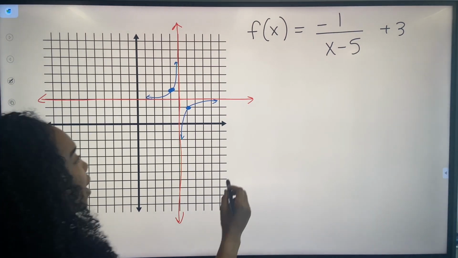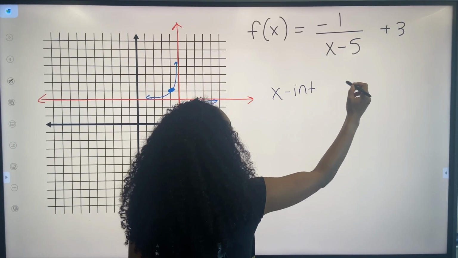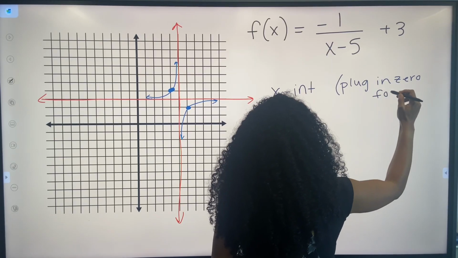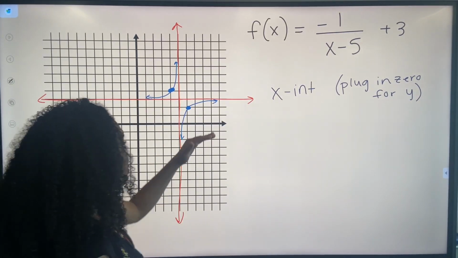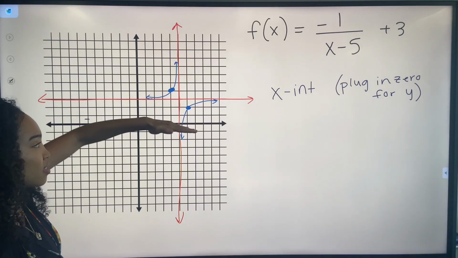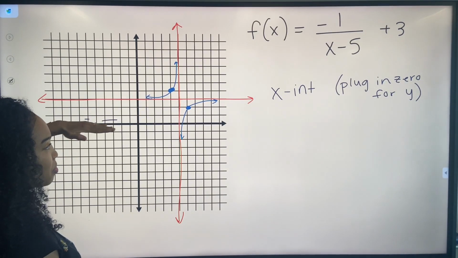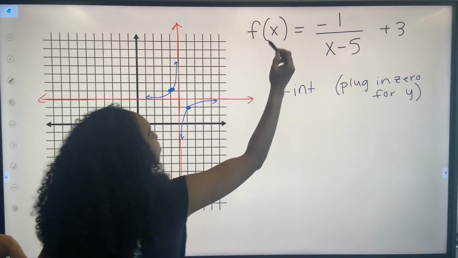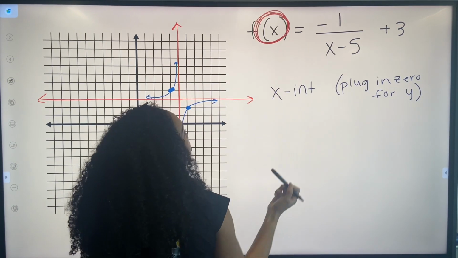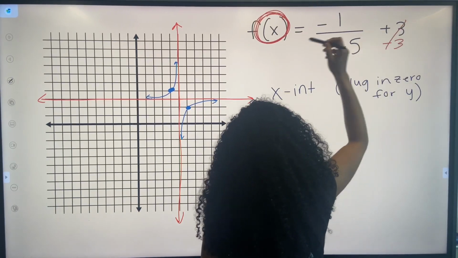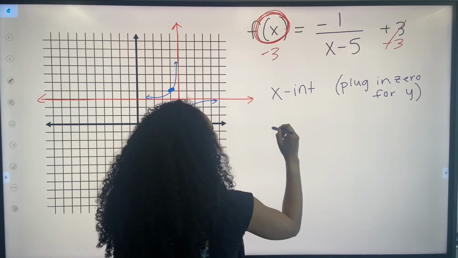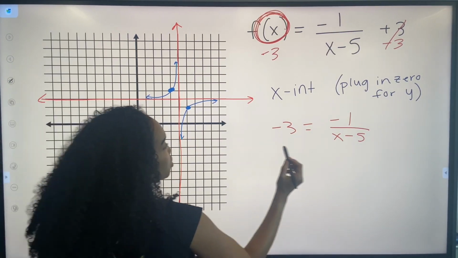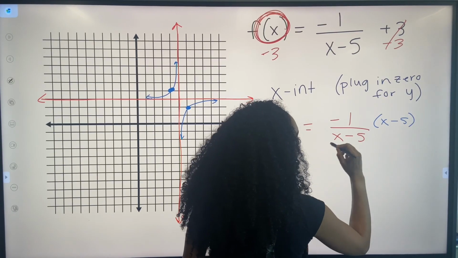Okay, if you would like to graph the x-intercept, that means you need to plug in 0 for y. Because notice, whenever you have an x-intercept, which is along the x-axis, all those y values are 0. So you know whenever you have an x-intercept, that y value is going to be 0. So that means I'm going to plug in a 0 right here. So now you solve. I'm going to subtract 3 from both sides. 0 minus 3 is -3. And you have this. Next, you can multiply both sides by x minus 5, and those will cancel.